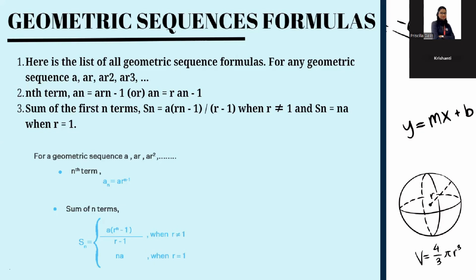So for the nth term, we use the formula aₙ = arⁿ⁻¹, or the other one, aₙ = aₙ₋₁ × r. For the sum of the first n terms, we have the formula Sₙ = a(rⁿ − 1) / (r − 1), where n is the number of terms, a is the first term and r is the common ratio.